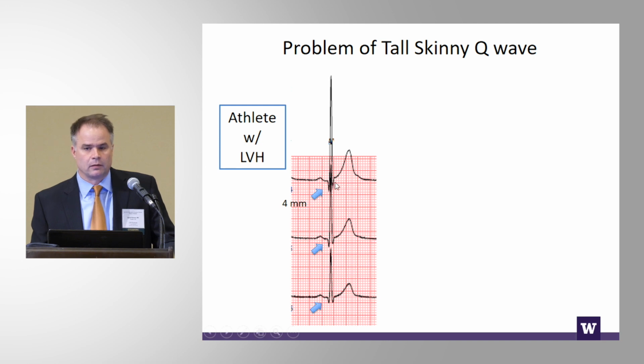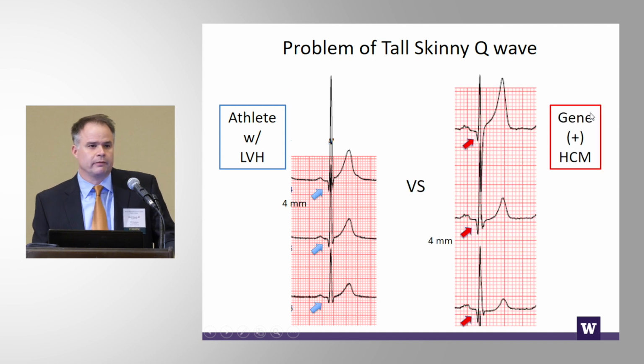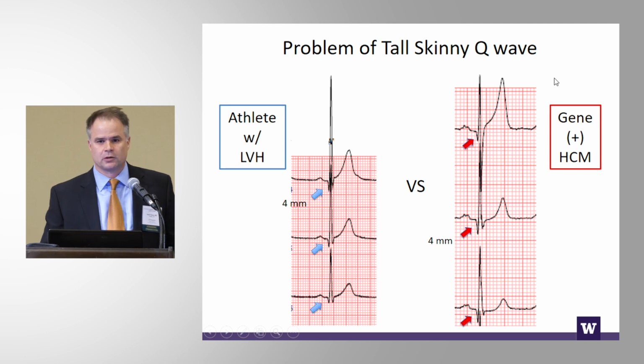So we get these athletes with hypervoltage, lots of LV voltage here, and they have these small Q waves. This is an athlete with left ventricular hypertrophy and a Q wave of 4 millimeters in depth. Over here, we have an individual with hypertrophic cardiomyopathy who's gene positive, who also has 4 millimeter Q waves. We're talking about doing this on a population-based screening, so how do we differentiate this person over here who's healthy from this person over here who has a potentially fatal disease?